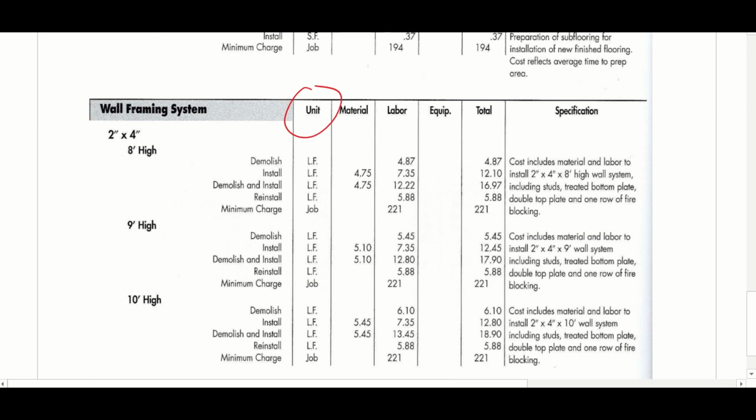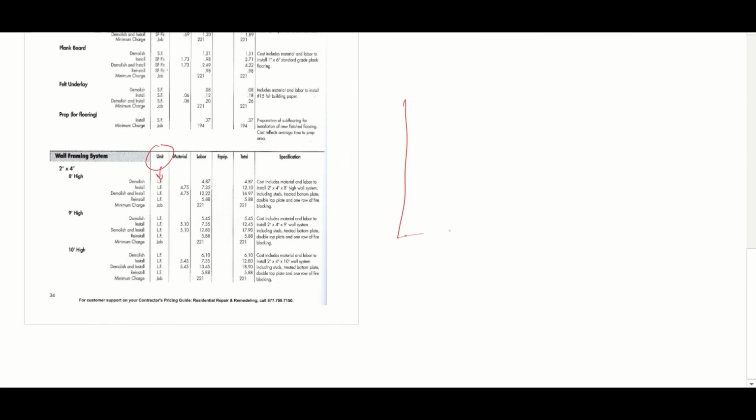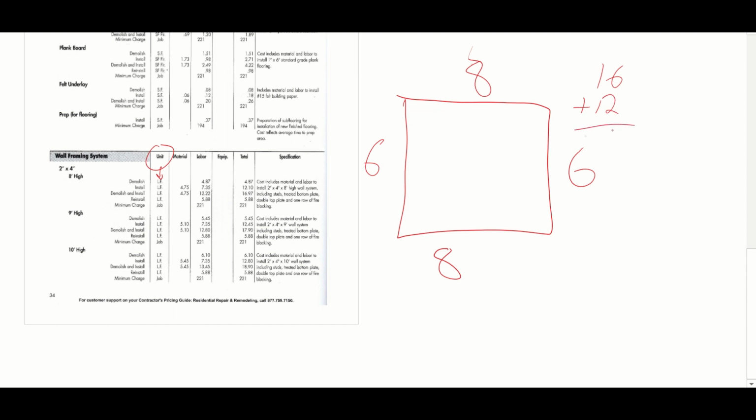The first thing we notice is the unit being used is LF, which means lineal feet. So if I have a building I'm going to make, and let's say it's 8 feet by 6 feet, and I'm going to put a wall around all four sides, we have to include the entire perimeter. So 8 plus 8 is 16, 6 plus 6 is 12, 16 plus 12 is 28 feet to make that room.